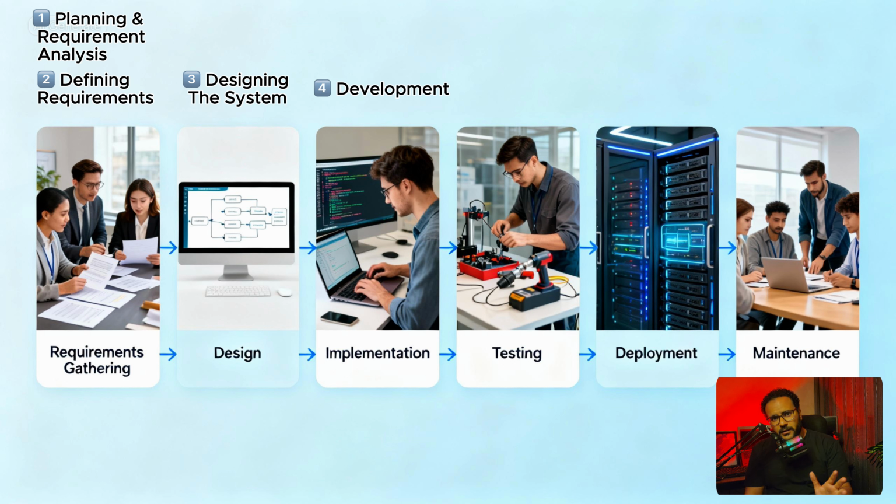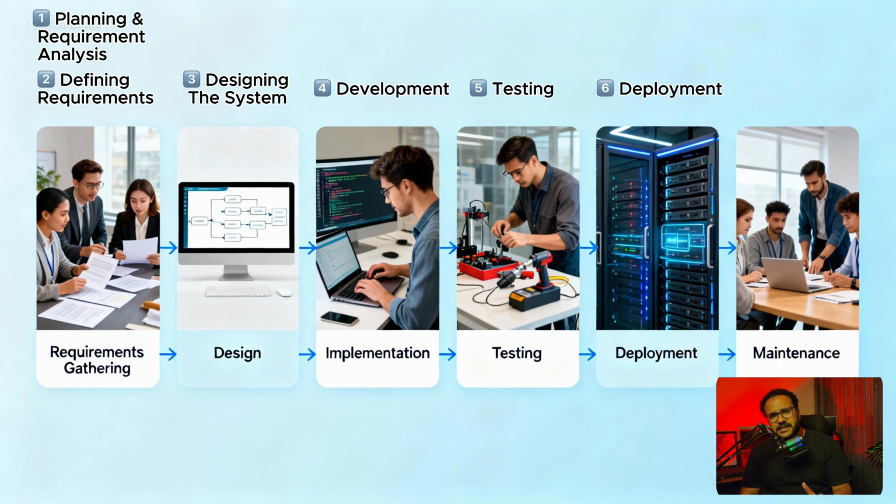Number 4, development. Now the real coding happens. Developers build features based on the design, follow standards, and prepare for integration. This is usually the longest phase, but without the earlier steps, it quickly turns chaotic. Number 5, testing. The QA team steps in to verify that everything actually works: unit tests, integration tests, user acceptance testing, the UAT. The goal is simple: catch the bugs before users do.